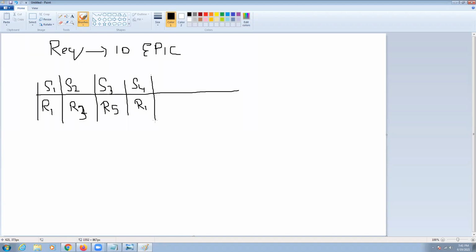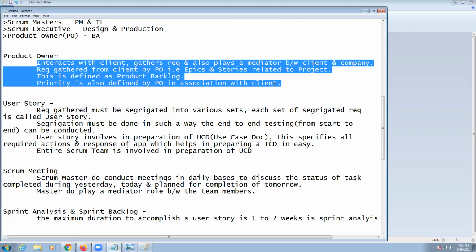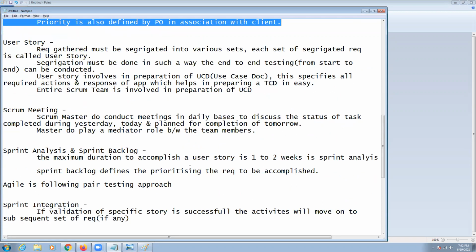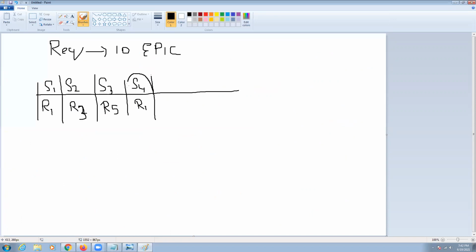And what do we do? Each story will undergo the tasks which are going to be done by our developers and test engineers. The product owner gathered the requirements, the epics and the stories, which are segregated over here, and each story is put into a use case document, where we perform tasks to be accomplished in a certain time duration. Which story needs to be accomplished first? We have defined each story's requirement as priority 1, priority 2, priority 3, and priority 4.